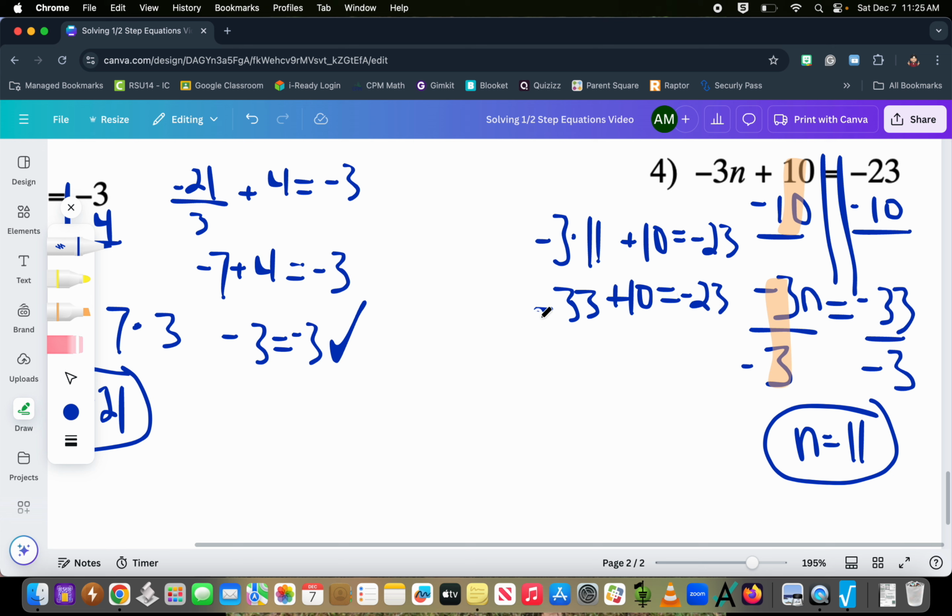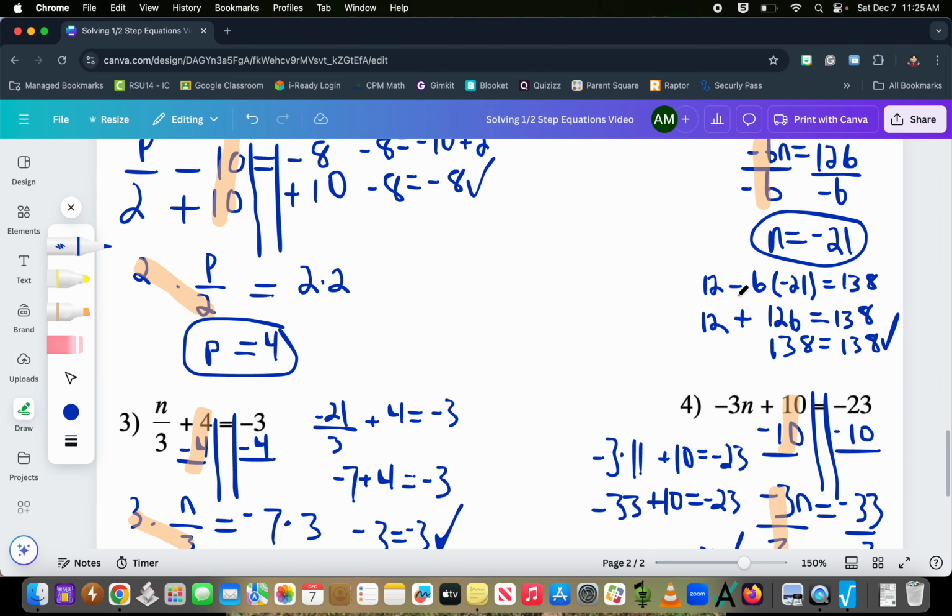The left side, I have a negative and a positive, so opposite signs. I'm going to subtract these two. 33 minus 10 is 23. Which one's further from 0? Well, in this case, it's our negative 33, so our answer on this side is going to be negative. And negative 23 equals negative 23. Checks out. Answer is correct.